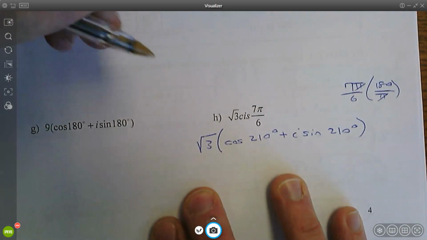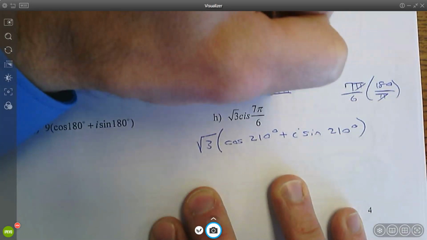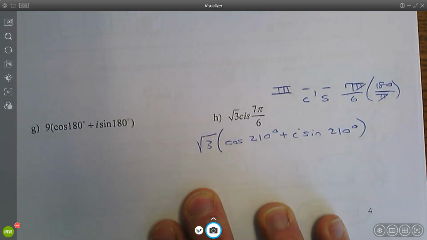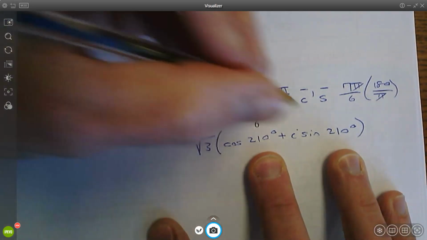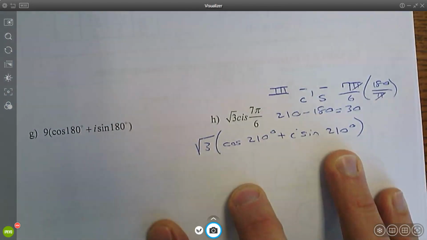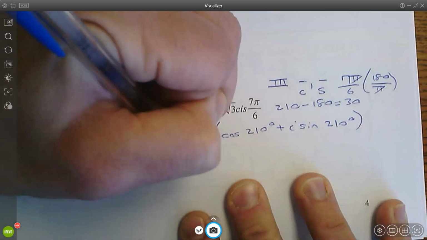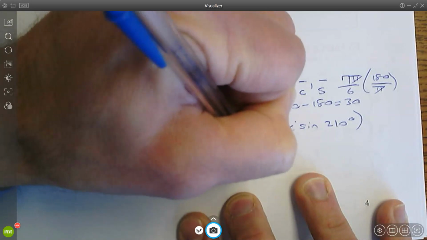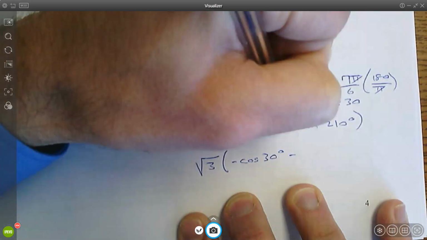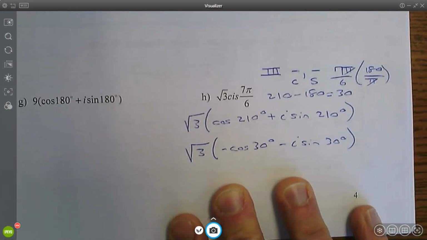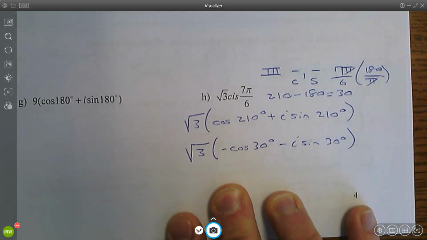So we're going to do what we did on the previous. 210 is in quadrant 3. In quadrant 3, we have negative, negative, cosine, sine. So these are both negative, and the closest x-axis is 180 degrees, so getting the reference angle is 210 minus 180, which is 30. So the reference angle is 30 here. So this is going to be the square root of 3 times negative cosine of 30 degrees minus I sine 30 degrees. They're both negative because we're in quadrant 3.